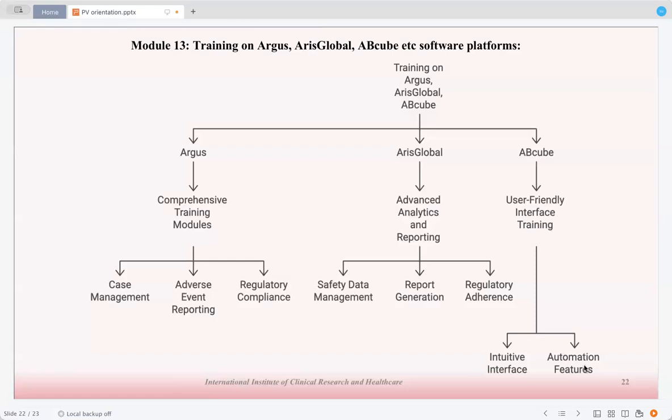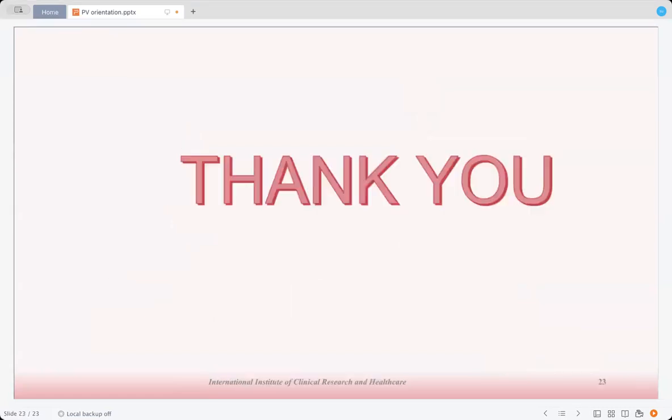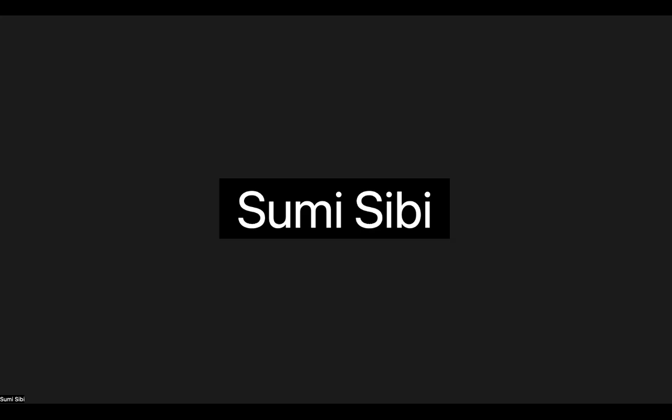So this is all about the training. This is all about our pharmacovigilance session. So this is an overview. We will conduct all these 13 modules. This is all about it. Thank you.